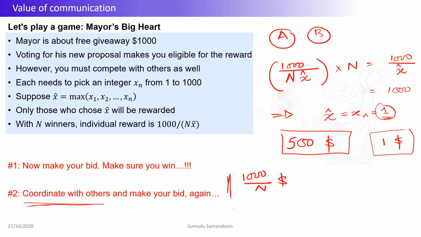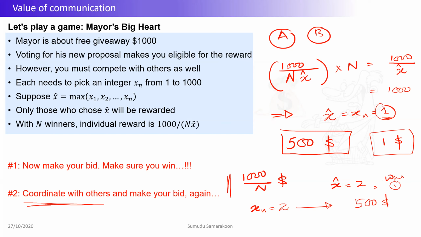Now, suppose there's one guy in that group who thinks somewhat differently, like this. Okay, now I'm going to get this much. What happens if I place a bid of 2, although we agreed to place a bid that equals 1? If that happens, x hat would be 2 and the number of winners will be 1, right? Basically, that means this person is going to get a reward of 1000 divided by 2. It means $500.